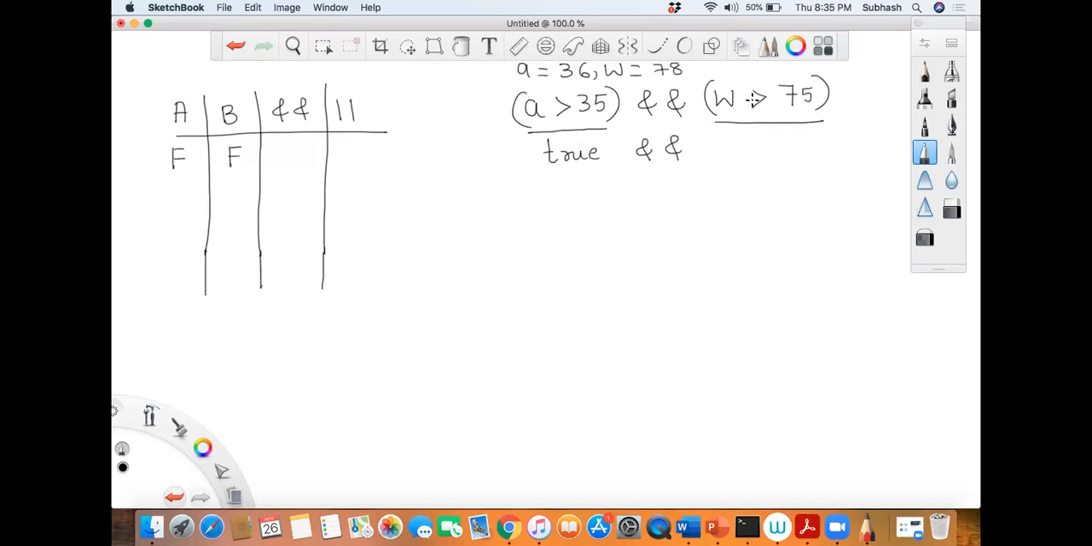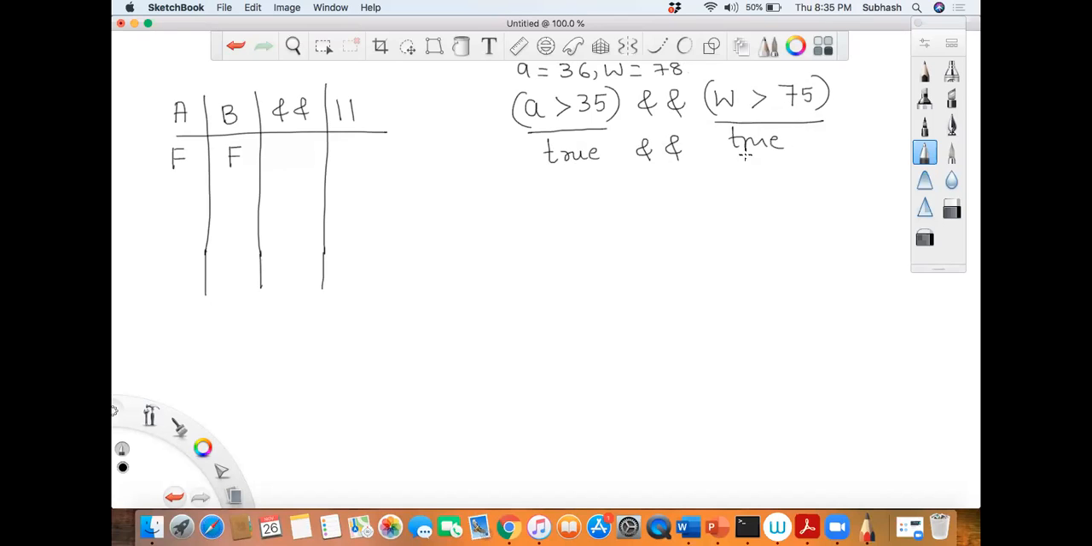Next, tell me, is weight greater than 75? Here weight is equal to 78. So 78 is greater than 75, what will happen? It is true. So it is true and true, right?